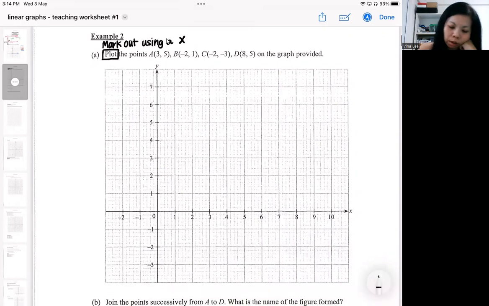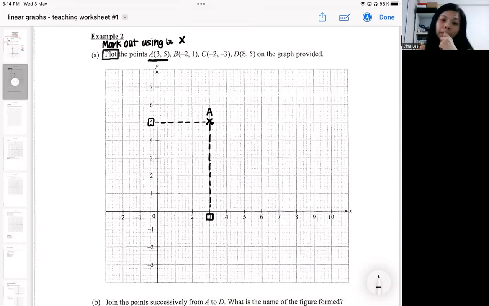Okay, so the first one is the coordinates of A, which is (3, 5). So you must locate the x first, which is 3, and then y is 5. So it's somewhere here. Again, the dotted line is not necessary, but that's how I will get it. So I will mark up with a cross, and I can label it A. You can just label A on top of the cross, beside the cross, just somewhere that is convenient.